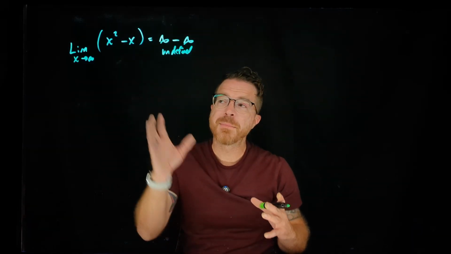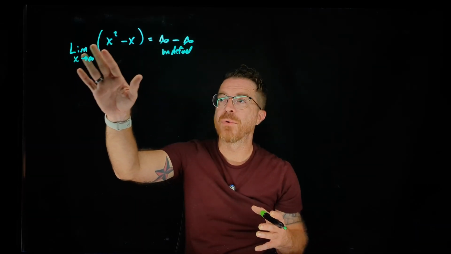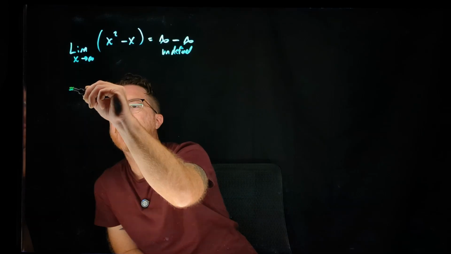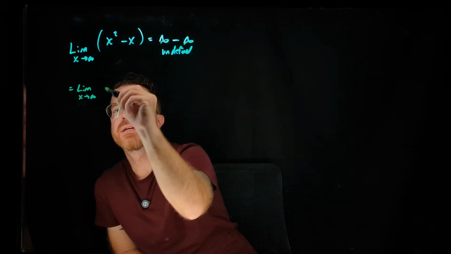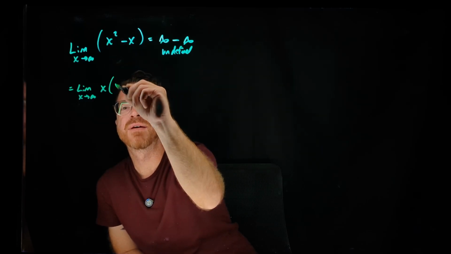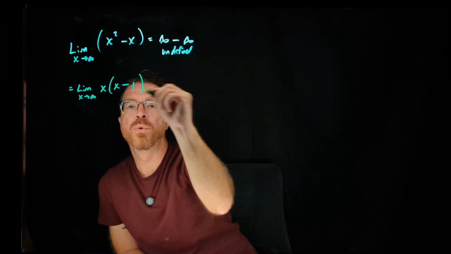So now I'm going to look to see if the behavior is different if I were to pull this x out, because I have x squared minus x. Both terms have x, so I could rewrite this as the limit as x approaches infinity of x times (x minus 1). I pull an x out of x squared, I'm left with x, and pull the x out of x, I'm left with 1.